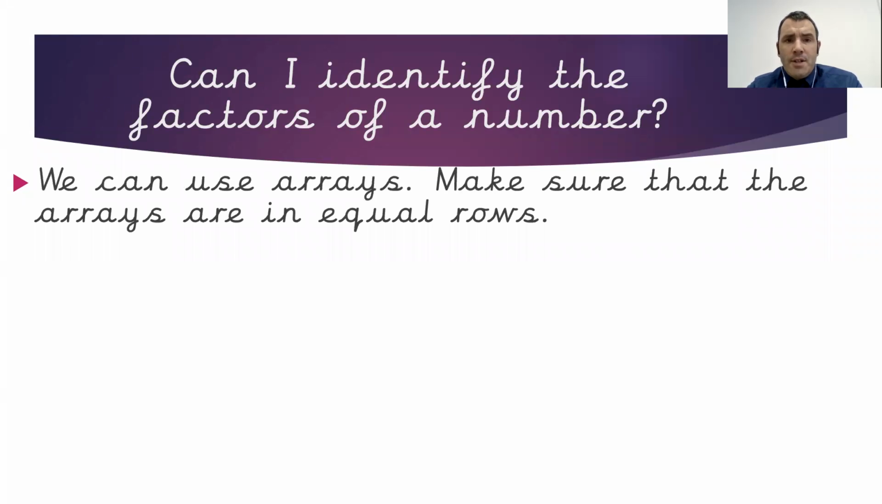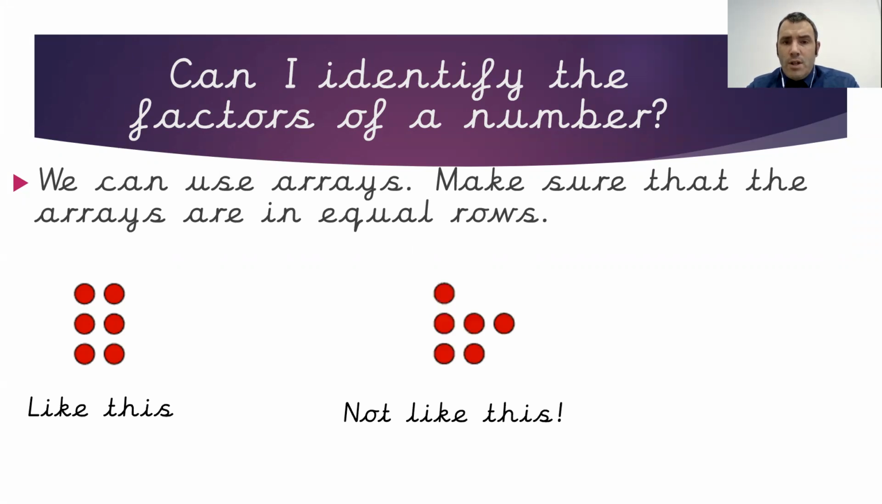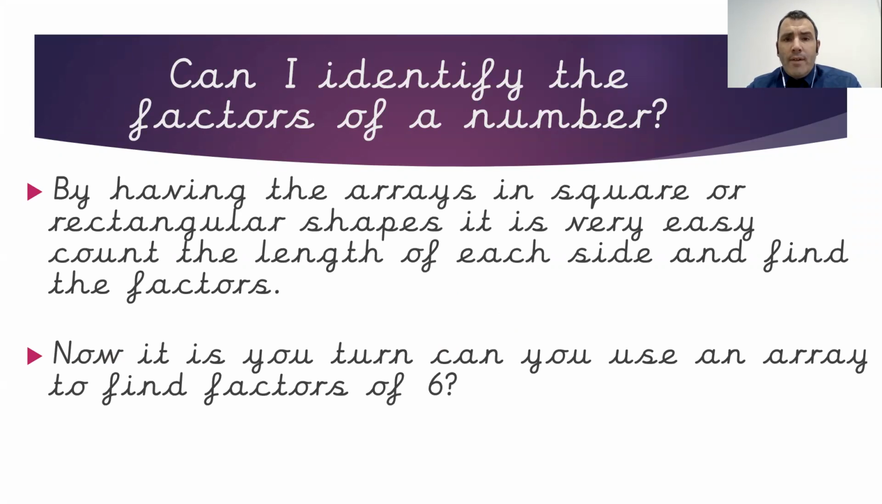One method we can use is to use an array. What's very important when we're doing that is to make sure the arrays are in equal rows. So they should look like this, where I've got 3 rows, each with 2 circles in it. Not like this, where I've got 1 row with 1, 1 row with 3, and 1 row with 2. I can't count the sides accurately and find out what the factors of that number are. So by having the arrays in a square or rectangular shape, it becomes very easy to count the length of each side and find the factors.